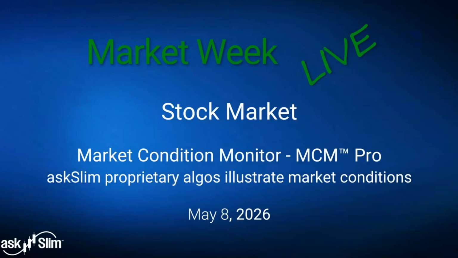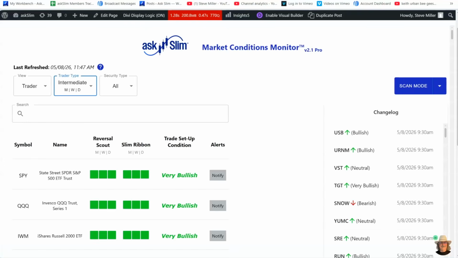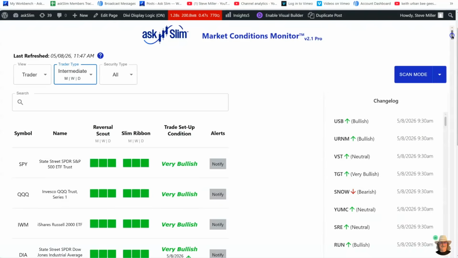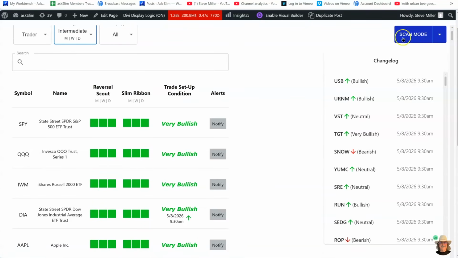Okay, let's look at the MCM, and you will see in here that we have our great application, and it just does an amazing job of helping you understand the market conditions right over here. As you can see, we're looking at the intermediate term, and this is just very bullish across the board. Note the diamonds, they were at bullish, and then this morning switched to very bullish right over there. As you can see, it gives you that time frame on those changes, and our change log here tells you when everything changes. So that's the intermediate.